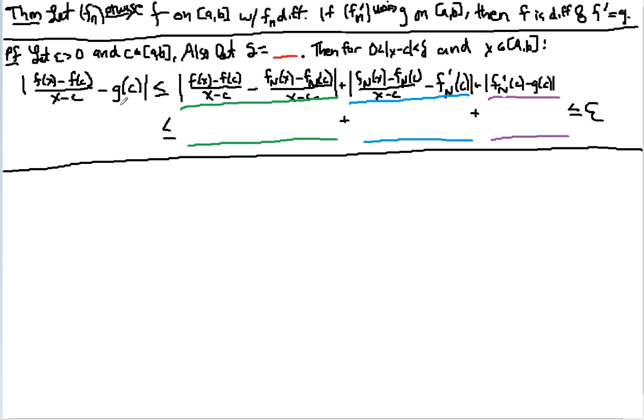Think of this g of c as being like an f prime of c, because that's what we're going to prove. We don't know that's f prime at this point, but that's the way you're thinking of it. And this just comes from the definition of derivative. If this thing is less than epsilon, we're going to be good. So how are we going to do that?